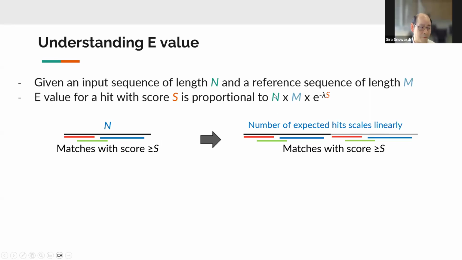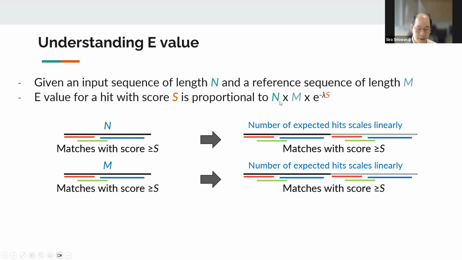That's why the E-value, which is the expected number of hits, scales linearly with the length of your input sequence. With the same consideration, if we scale the database by twice, like we copy and paste the database twice, then we also expect twice as many results. This is also why the E-value scales linearly with the length of your database. So if you have a larger genome, you expect more hits based on the size of the genome.